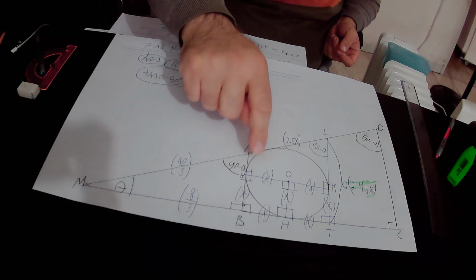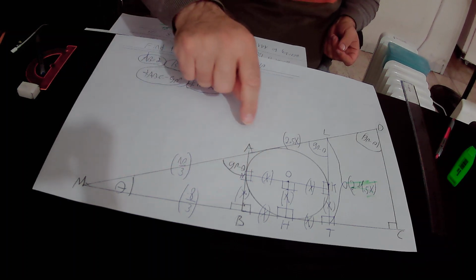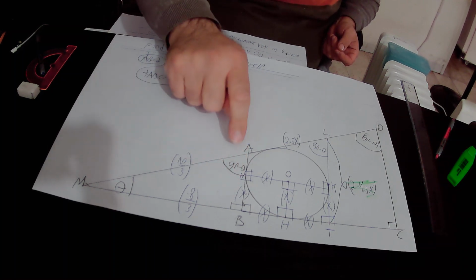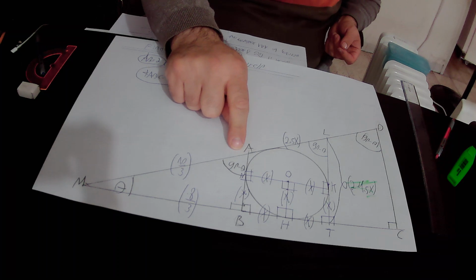We focus on the right triangle ABM. In the right triangle ABM, this angle equals 90 degrees, this angle equals theta, therefore the missing angle here must be equal to 90 degrees minus theta.